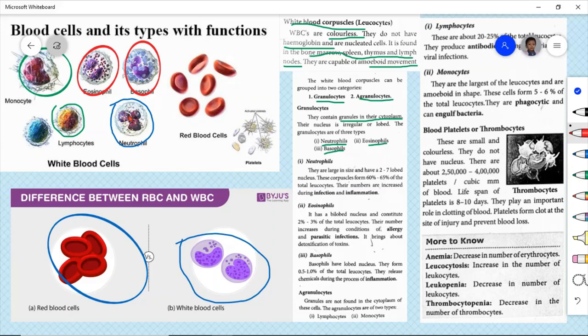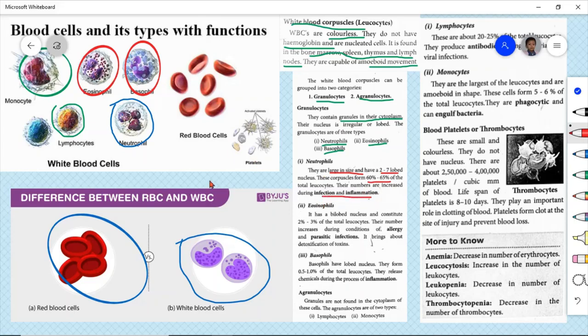Neutrophil, this is a neutrophil. It is large in size. The neutrophils are large in size. How many lobes are present? 2 to 7 lobes are present. Then the number is 60% to 65%. During infection and inflammation, the number will be increased.